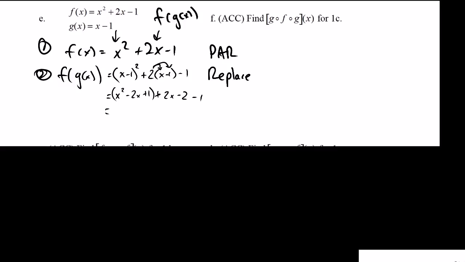So now we combine like terms. We have an x squared. We have a negative 2x. We have a positive 2x. We have a plus 1. We have a minus 1. So if all those cancel out, we're just going to be left with x squared minus 2. And we're done. Congratulations.